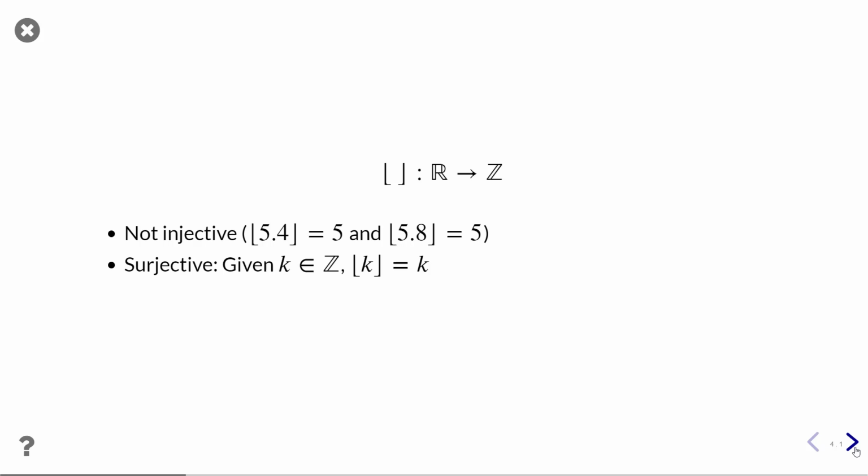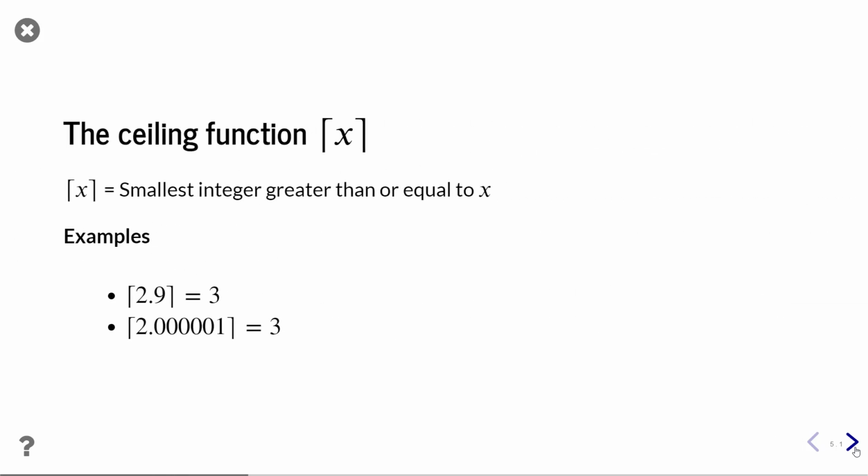A companion to the floor function is the ceiling function, which rounds up instead of down. The ceiling of x is defined to be the smallest integer greater than or equal to x. The mathematical notation is similar to floor, except the horizontal parts on the brackets are at the top, or the ceiling. For example, the ceiling of 2.9 is 3, and so is the ceiling of 2.000001.